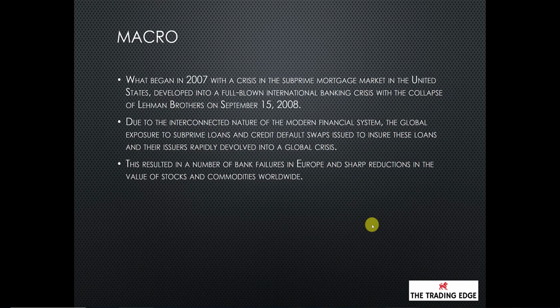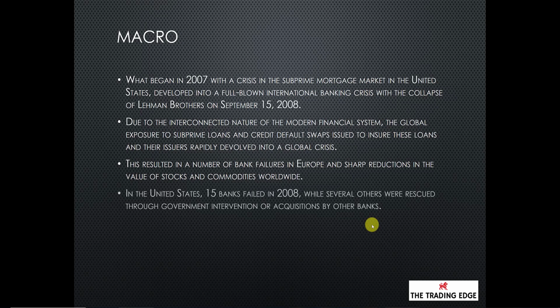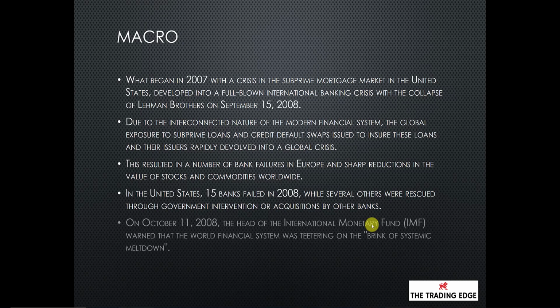This resulted in a number of bank failures, financial institutions across Europe, and sharp reductions in the value of stocks and commodities worldwide. In the US itself, 15 banks plus failed in 2008. Many more failed years afterwards, and many were actually rescued through government intervention or were merged together with other stronger banks. And on October 11, 2008, the IMF said that the world financial system was teetering on the brink of systemic meltdown. So this is the first time where we had this situation where it was true systemic risk.